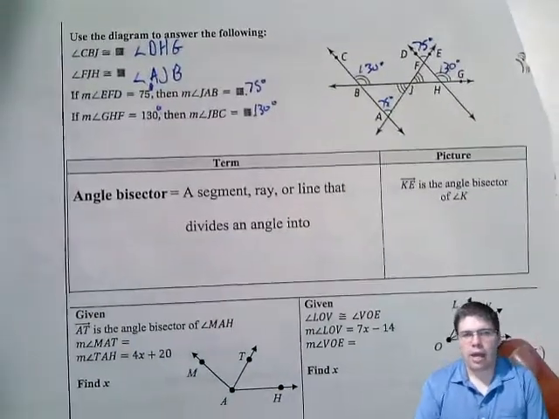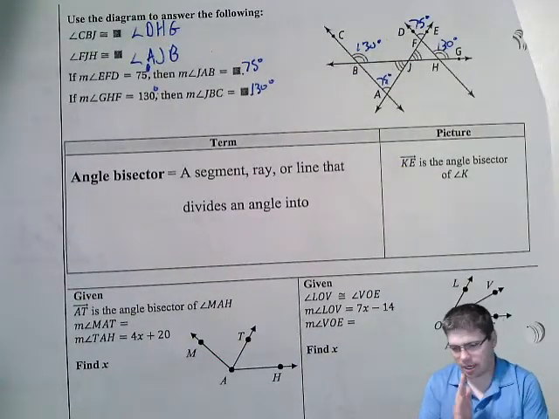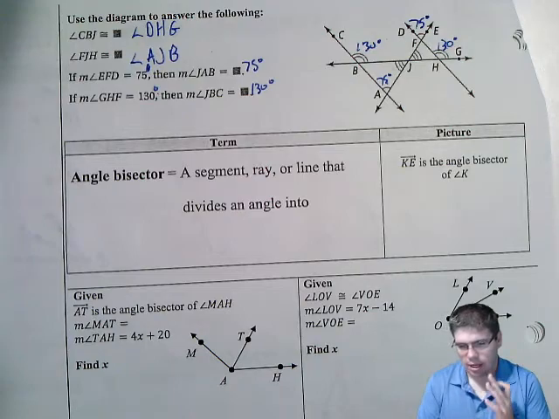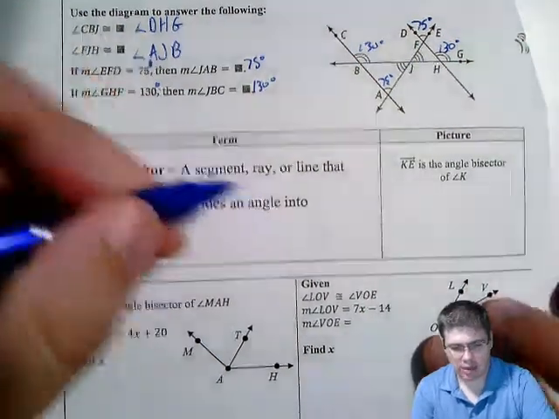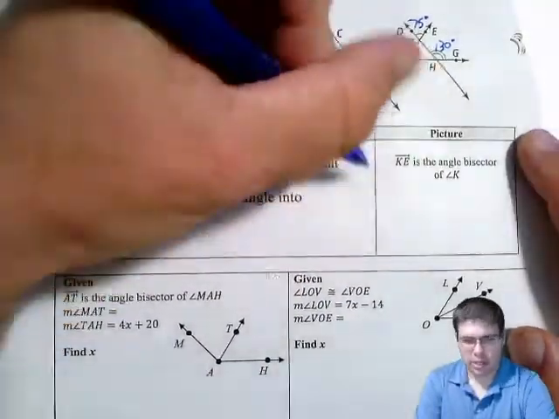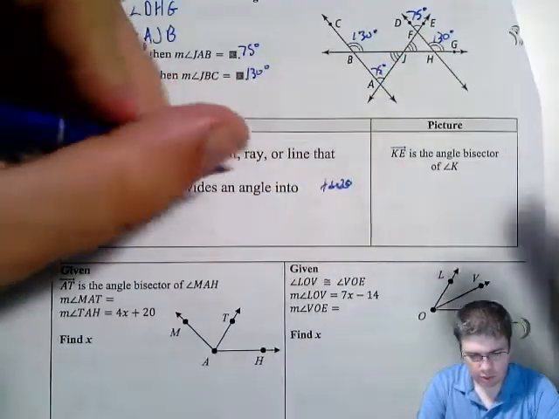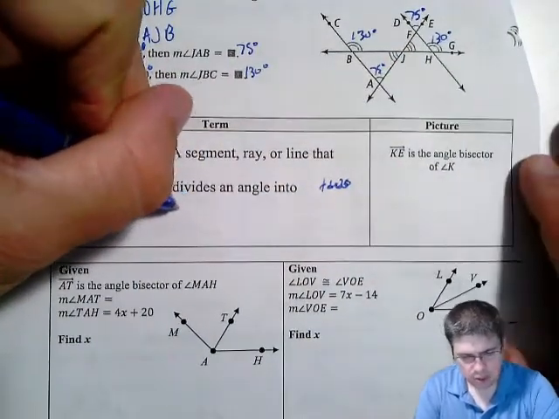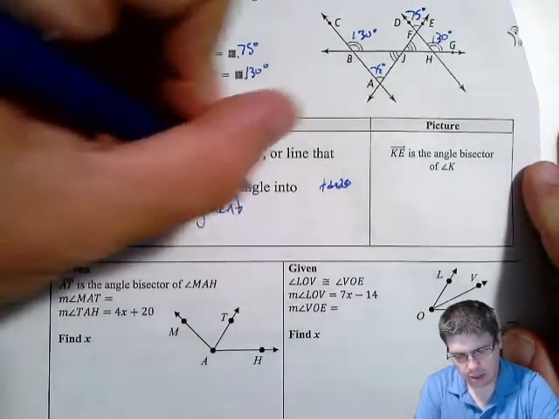All right, so an angle bisector, you can kind of guess what this is. A segment bisector is cut in half by something. An angle bisector, the angle is cut in half. So it's a segment, ray, or line that divides an angle into two congruent angles, 2 equal halves in measure. So 2 congruent angles.